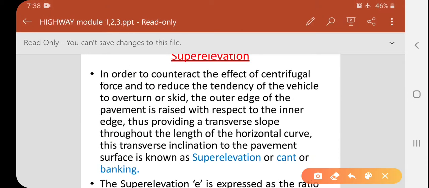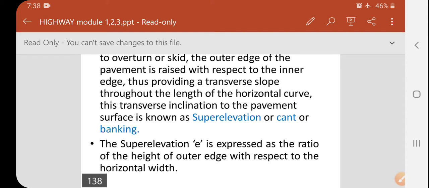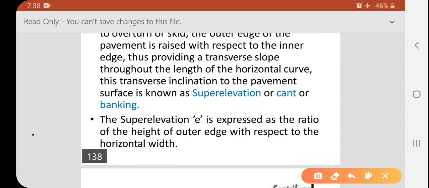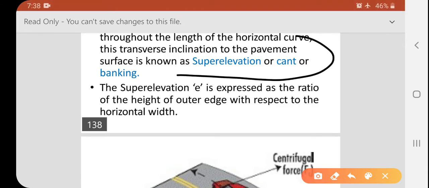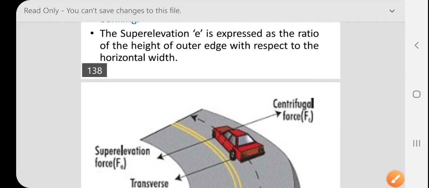In order to counteract the effect of the centrifugal force, or to reduce the tendency of a vehicle to overturn or skid, this one is the most important, the outer edge of the pavement is raised with respect to the inner edge. There will be a slight increase like this in the outer edge compared to the inner edge. That is known as superelevation, or cant, or banking.